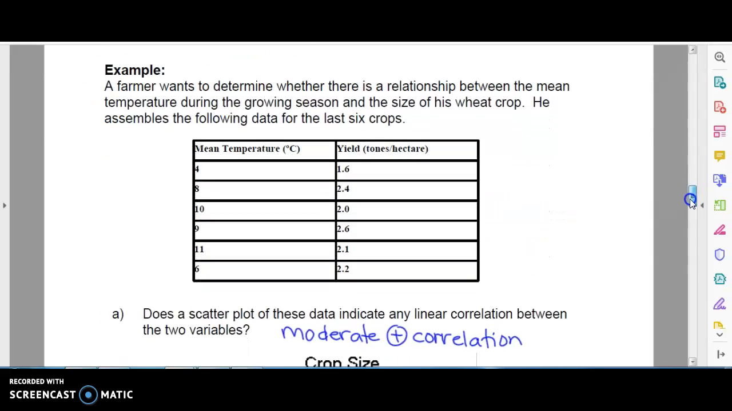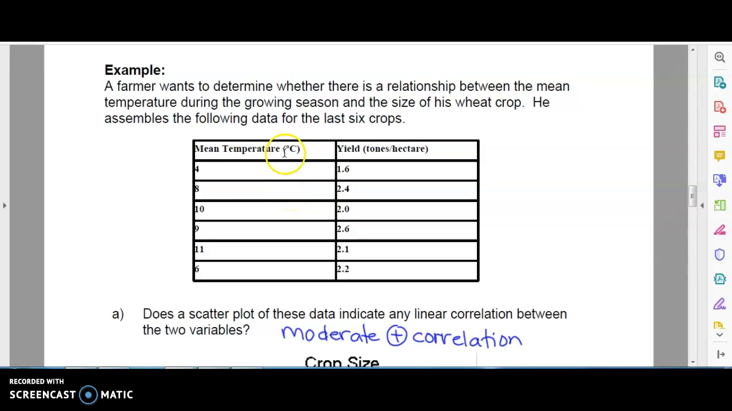So going on to an example, a farmer wants to determine whether there is a relationship between the mean temperature during the growing season and the size of his wheat crop. He assembles the following data for the last 6 crops. Okay, so in the first column here, we have our temperatures, or the mean temperature, and in the second column, we have our yield in terms of tons per hectare.